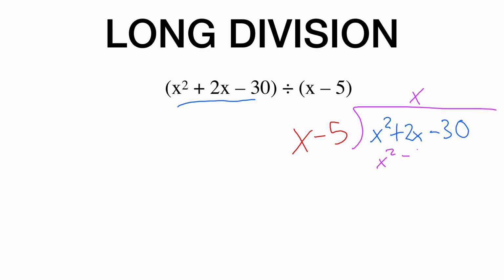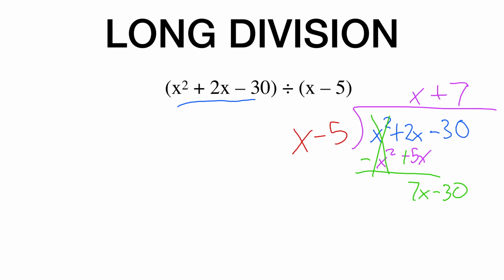x times negative 5 is negative 5x. But just like before, I'm actually subtracting both. Now notice, whenever I say I'm subtracting, what happens to the negative? It becomes a positive. So I'm really adding that section now. So these cancel. 2x plus 5x is 7x minus 30. That's our new equation. So in order to get x to turn into 7x, I would have to multiply it by 7. So this becomes x plus 7.